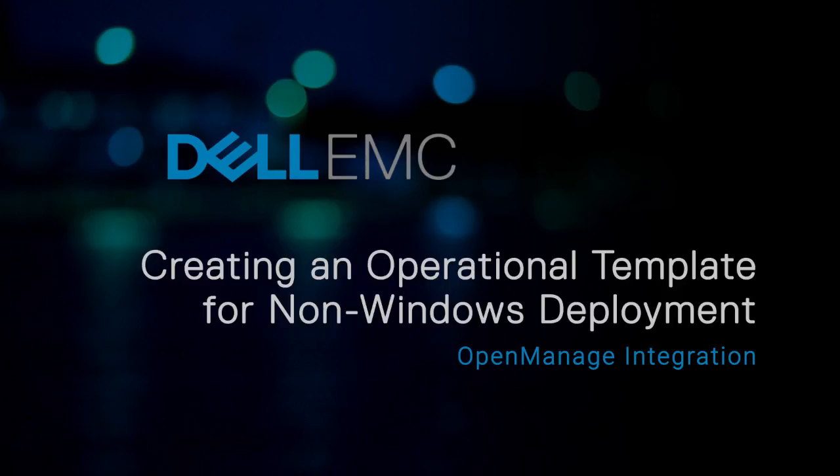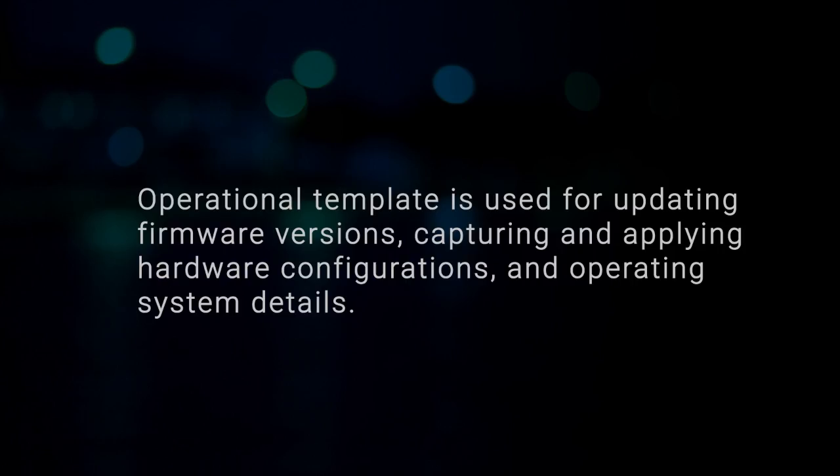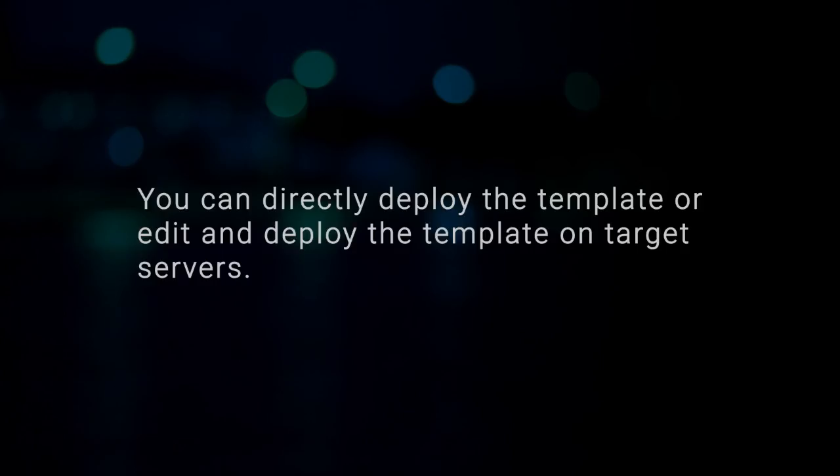In this video, we'll demonstrate how to capture an operational template for a non-Windows component in OMIMSSC. An operational template is used for updating firmware versions, capturing and applying hardware configurations, and operating system details. You can directly deploy the template or edit and deploy the template on target servers.